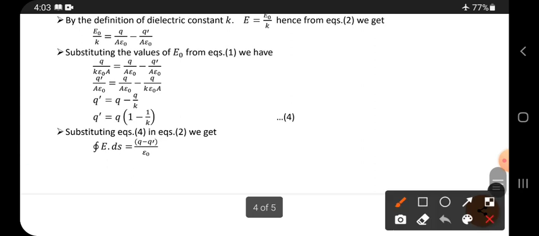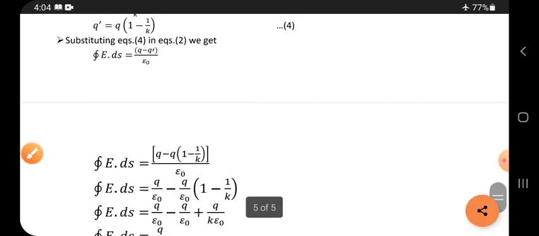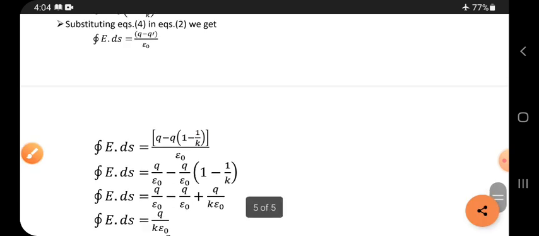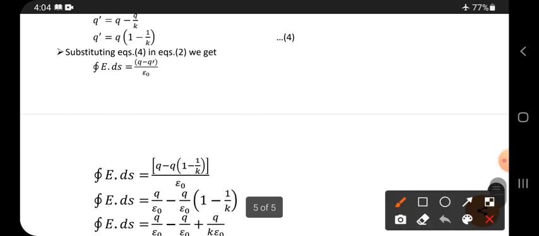Now substituting equation 4 in equation 2. Equation 2 is this one. If we substitute, where do we substitute? In the place of q dash only. In the place of q dash, it becomes q into 1 minus 1 by K. So this is totally substituted here.